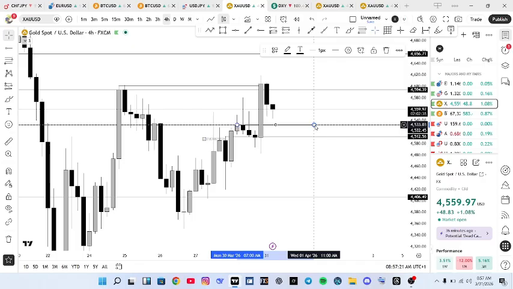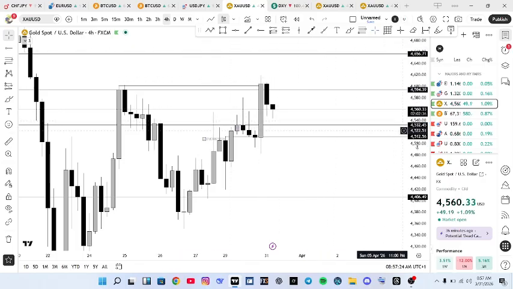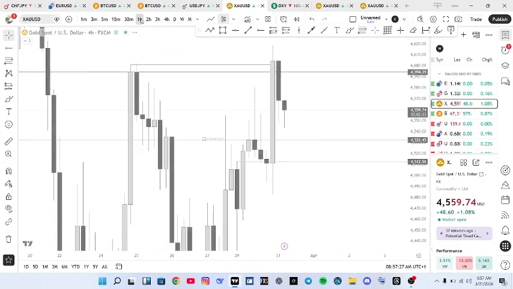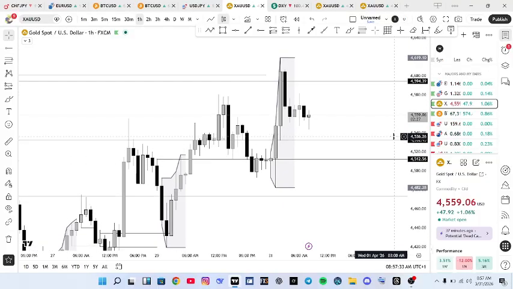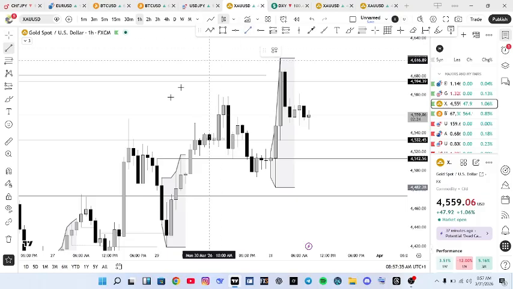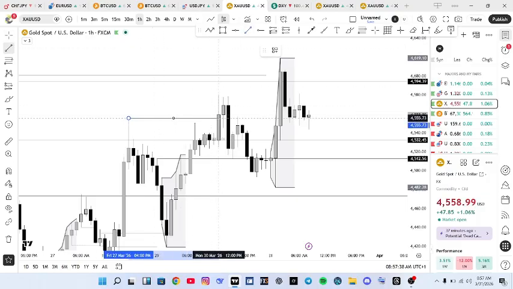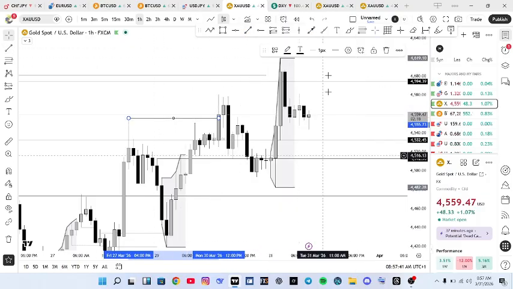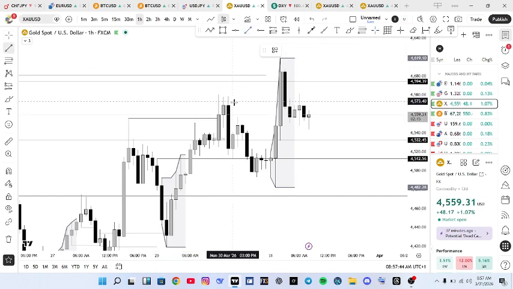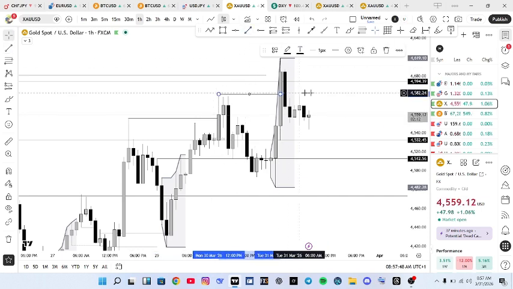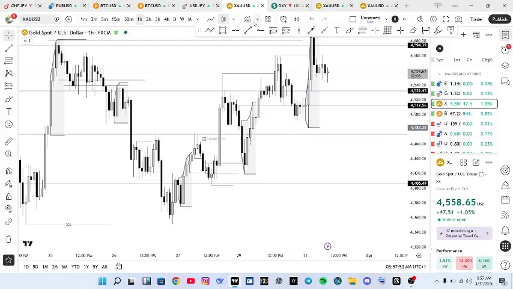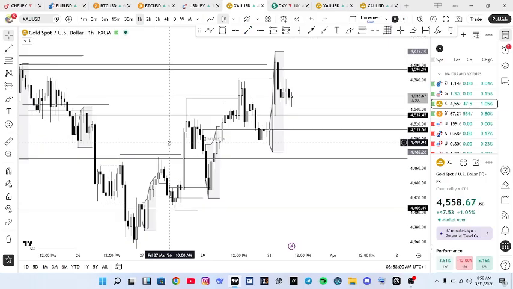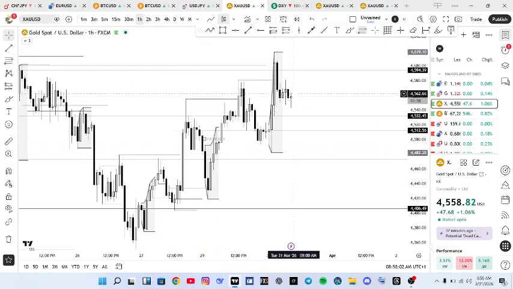Okay, I think this is where the market might use, because this zone is a weekly and 4-hour key level. This is a break of structure. I think I'm going to use this. And here we have another break of structure, and another break of structure. This is all 1-hour structure.